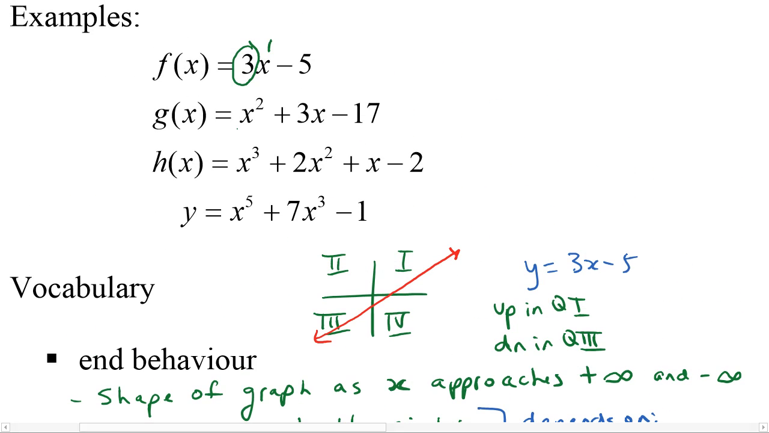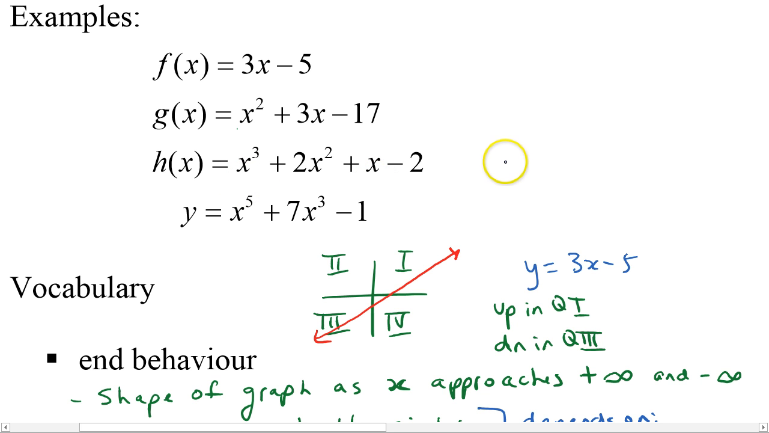So this one here would be degree 1. This one would be degree 2. H of x, degree 3. Y of x, degree 5. Pretty straightforward. It's pretty easy, I'll just clean up a little bit. It's nice when they put it into descending order.